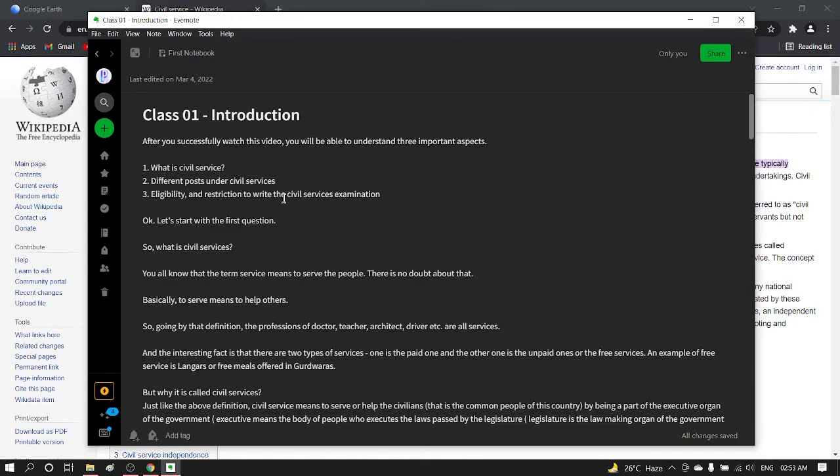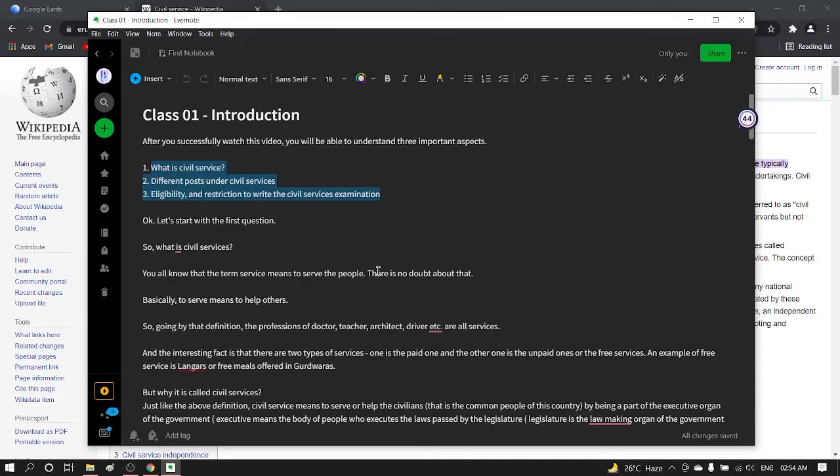So here we have given three important titles. What is civil service? It's a question, defining what is civil service. Different posts under civil services. We are talking about the Indian civil service. Eligibility and restriction to write the civil services examination.